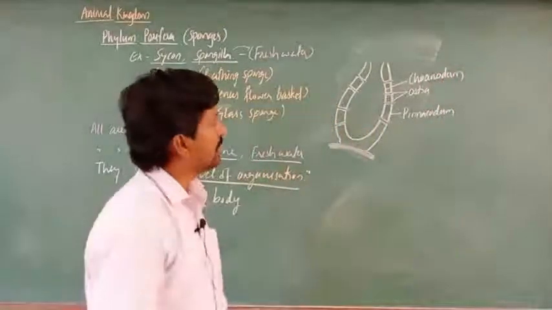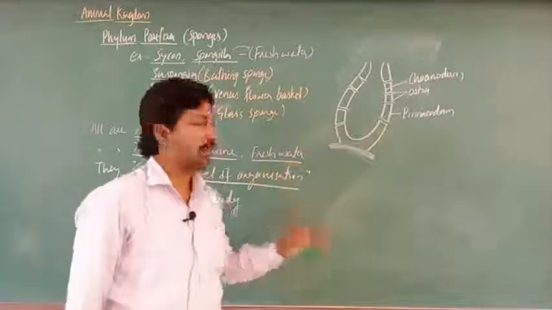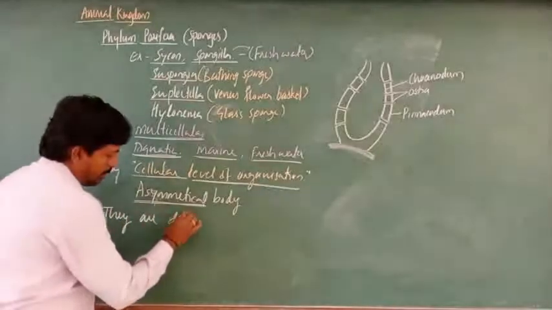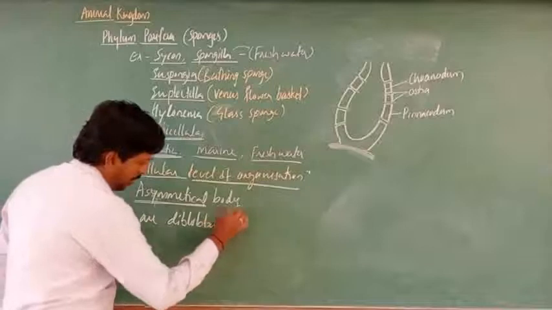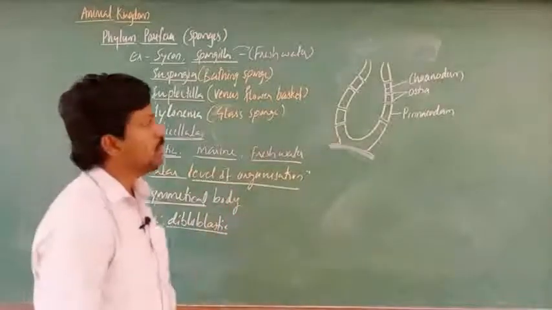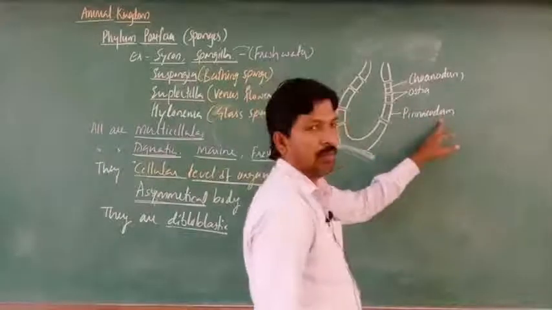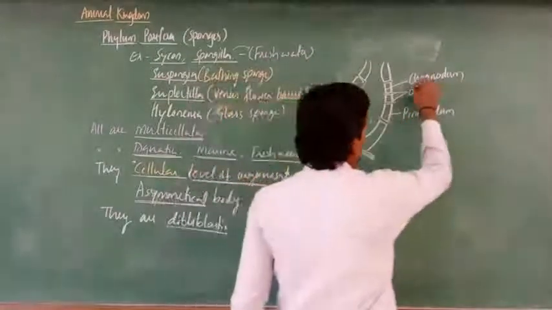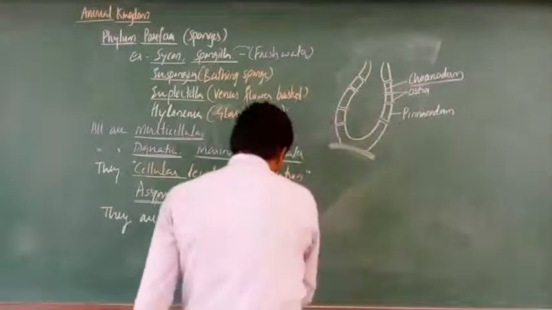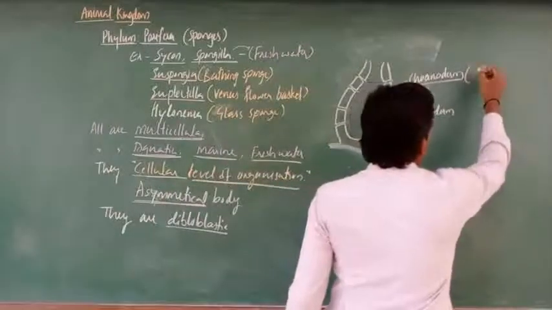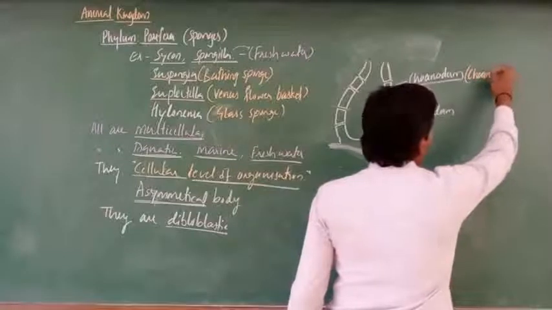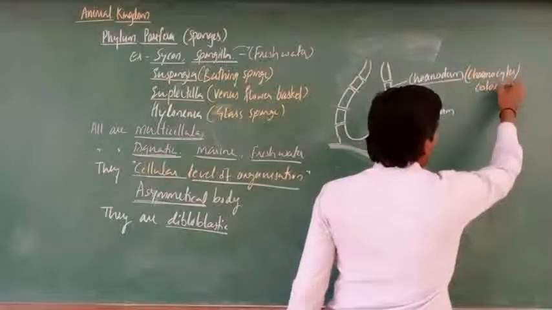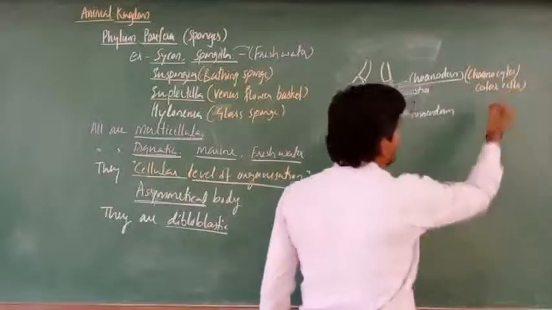There are two layers, so we can say these animals are diploblastic. We can add the point: diploblastic animals. They have two layers, outer pinacoderm and inner choanoderm. Here the choanoderm is made up of specialized cells called collar cells or choanocytes. They are very specific in structure.